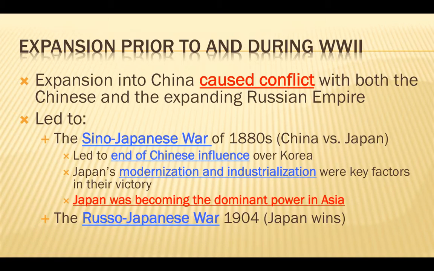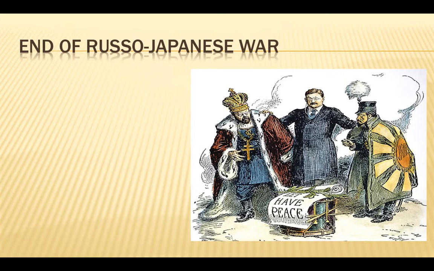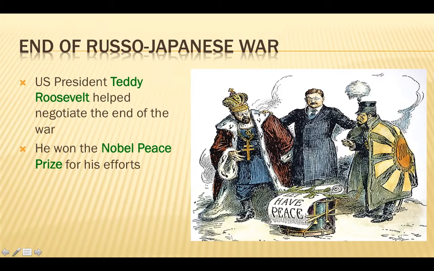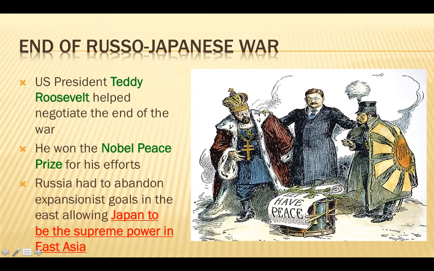The Russo-Japanese War ultimately ends in 1904 with the Japanese winning. And we have the peace with Teddy Roosevelt from the United States negotiating the peace, and he actually won a Nobel Peace Prize for that. Yay, Teddy. I'm a big fan of Teddy Roosevelt. Russia had abandoned its goal to expand into the East, and it allowed Japan to be the supreme power in East Asia.